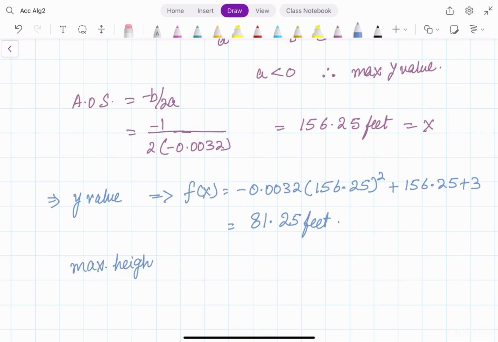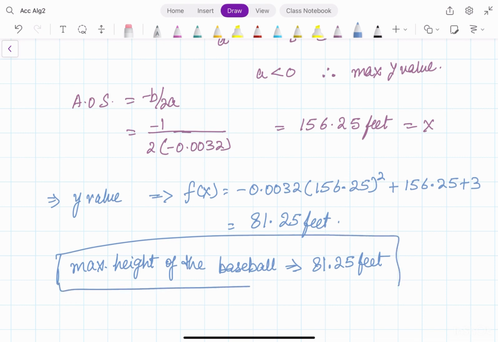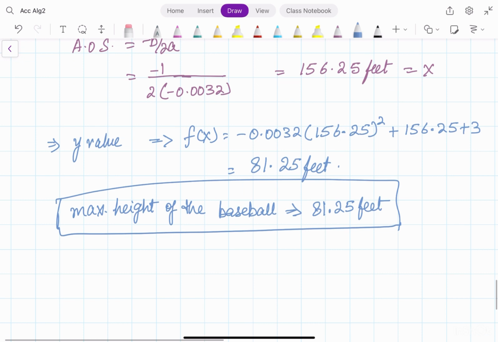So do write the word sentence at the end. So maximum height of the baseball is 81.25 feet. You can also graph this on Desmos and see how the graph looks. So the graph will be facing down. And it makes sense. When someone hits the ball, it will go up and then come down. So it will create a parabola. I hope this lesson made sense to you, and I will see you in the next video.